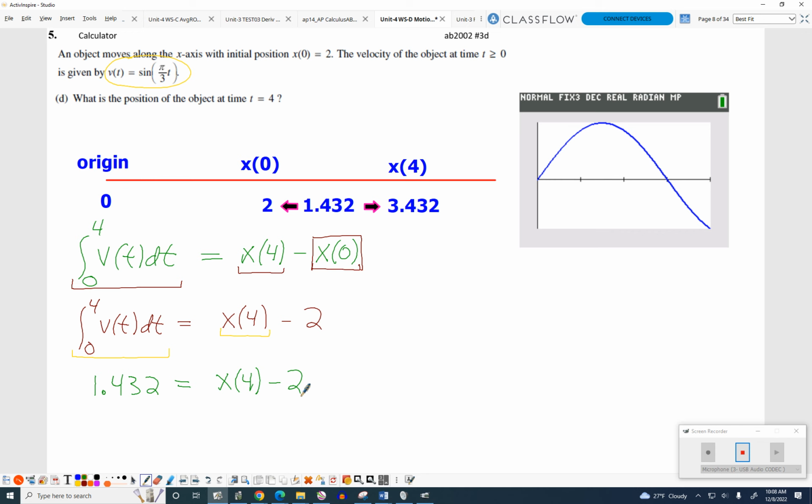Cool. So, Lexi, what would you do now? Then I would add the 2 on the left side. And then we found x of 4. So now we know the position of the object at time 4. Questions? Solid. Did it work, Sam? Yeah. Sweet. Moving on.